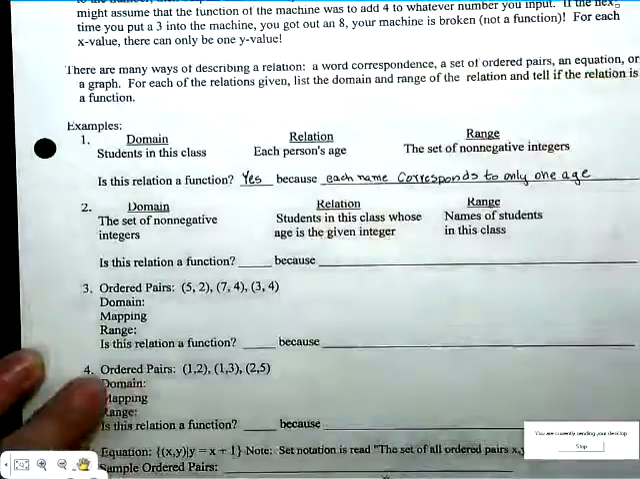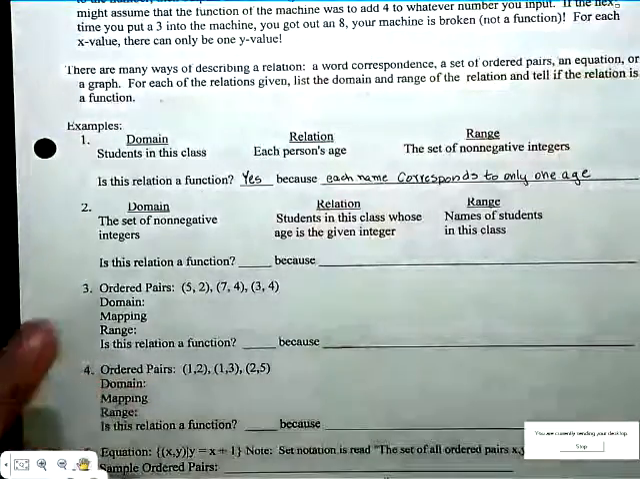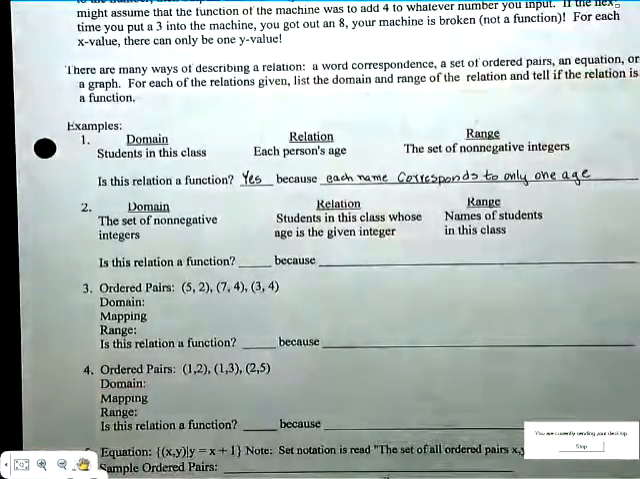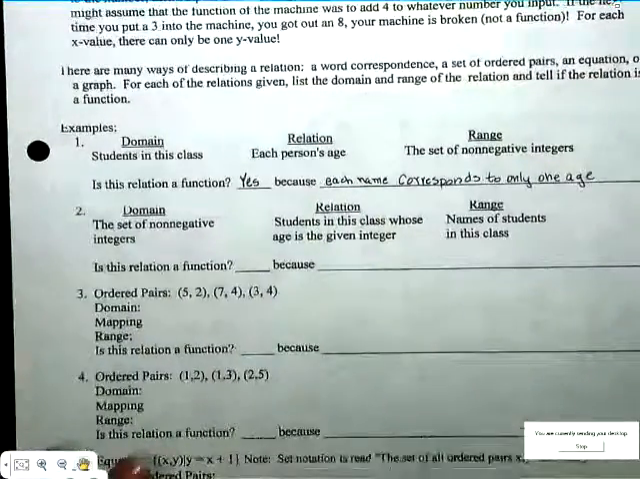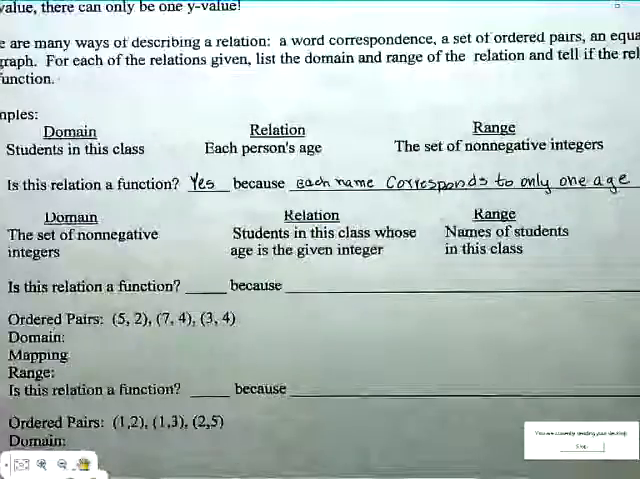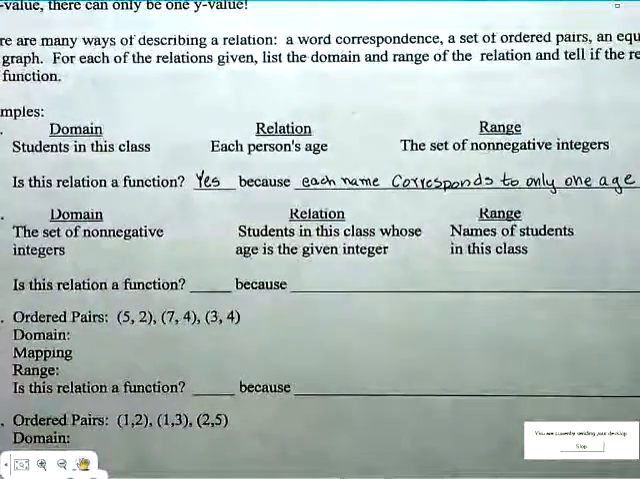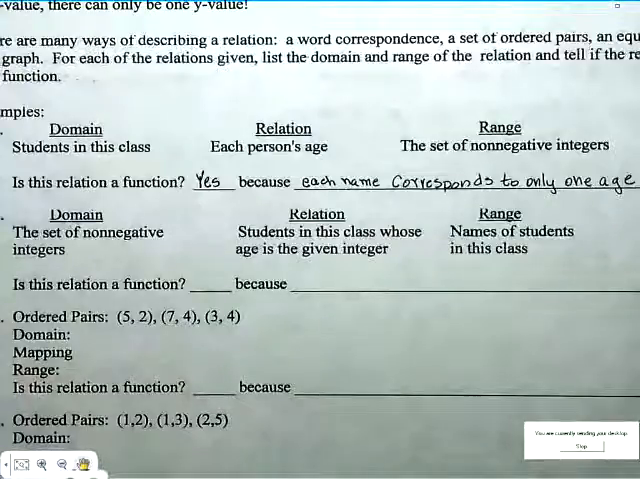And the range is non-negative integers because negative integers don't make sense for ages. But what if the relation was defined differently? It's up to us to define the relation. So what if we said the domain is the set of non-negative integers and the range is the set of all of your names? But this time I'm going to call out an age. Everyone who is that age, raise your hand. Is that a function?